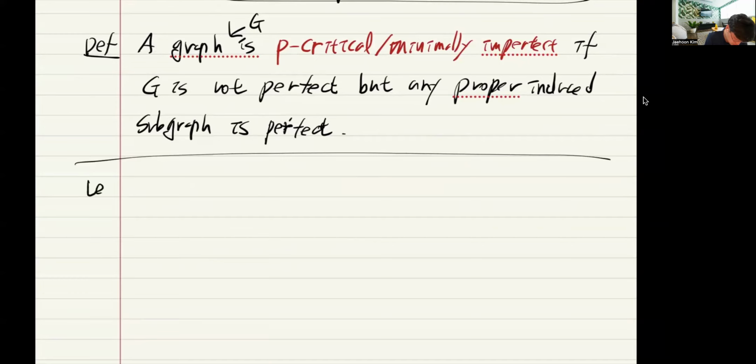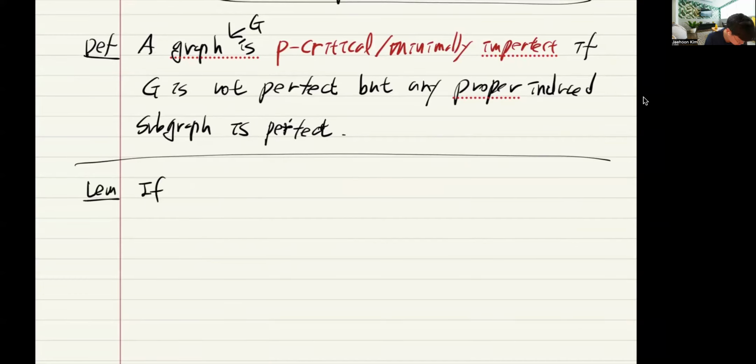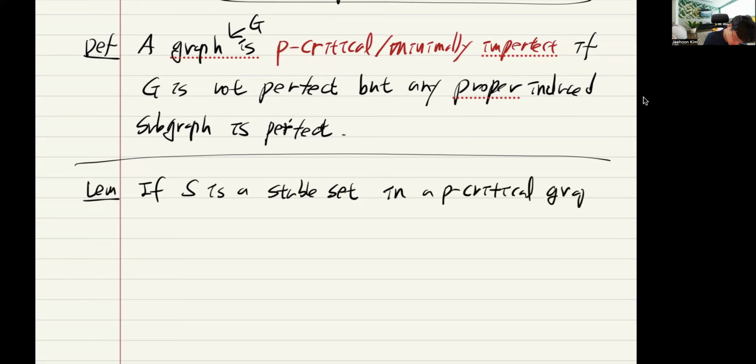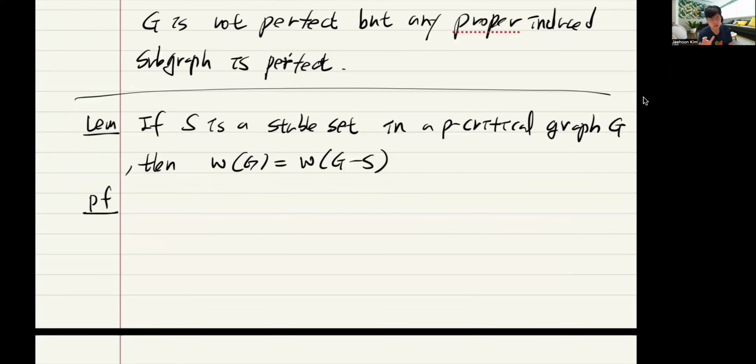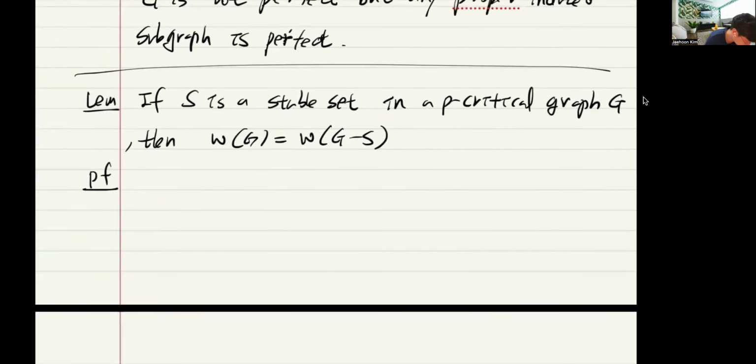Okay, now let's prove this lemma about P-critical graphs. If S is a stable set, which is the same as an independent set, in a P-critical graph G, then the clique number in G is the same as the clique number after deleting this independent set. So deleting an independent set does not decrease the clique number in a P-critical graph.